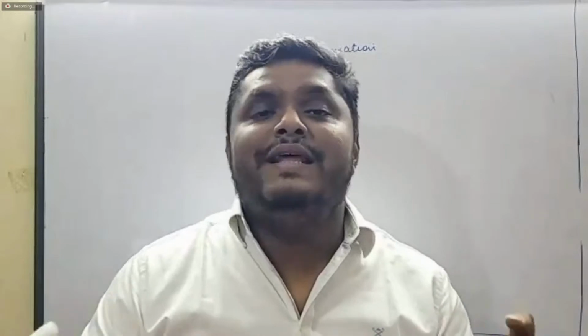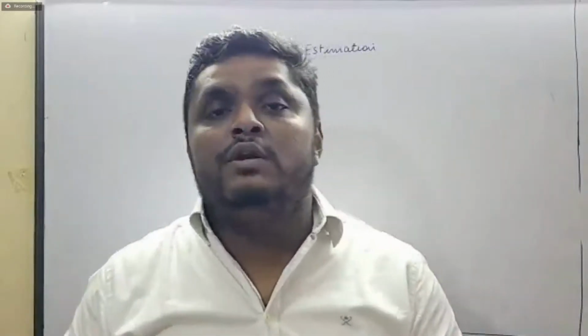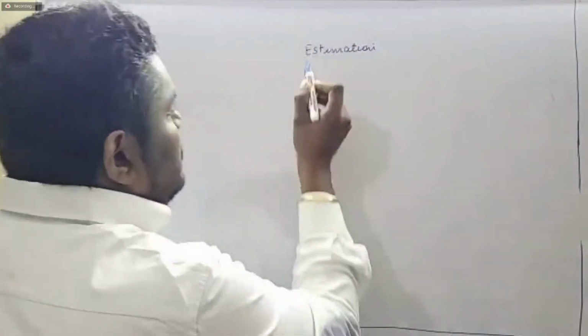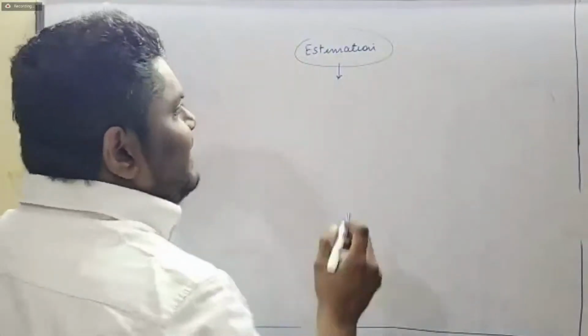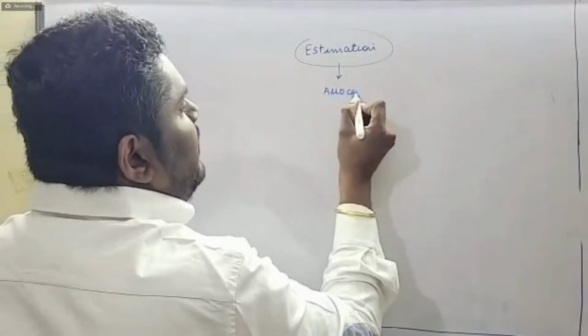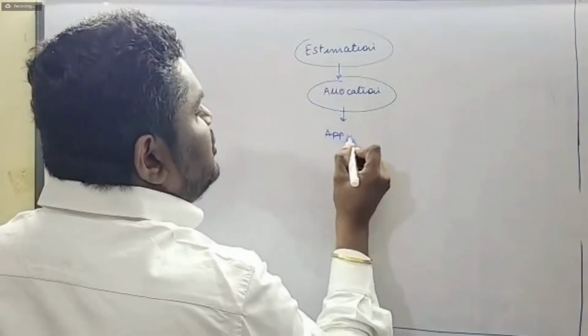The overheads are estimated by the management. From an examination point of view, this information, that is whatever overheads are incurred, will be given in the question. So no need to do any sort of research on this part. This information will always be given in the question, how much overheads are incurred and what overheads are incurred. So the first part is estimation of overhead. Thereafter, the distribution part starts from allocation of overhead. After allocation, we apportion the overhead.